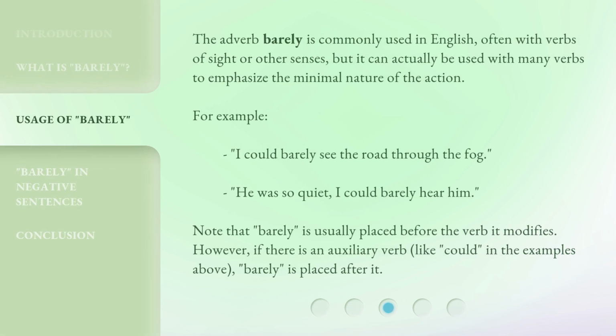The adverb barely is commonly used in English, often with verbs of sight or other senses, but it can actually be used with many verbs to emphasize the minimal nature of the action. For example, I could barely see the road through the fog. He was so quiet, I could barely hear him. Note that barely is usually placed before the verb it modifies. However, if there is an auxiliary verb, like could, in the examples above, barely is placed after it.